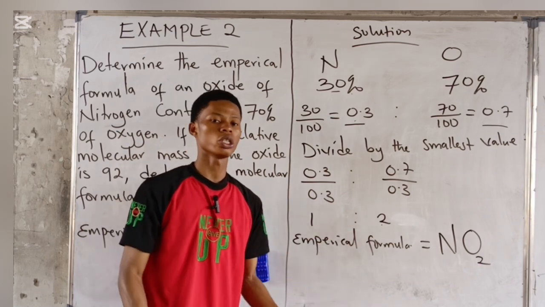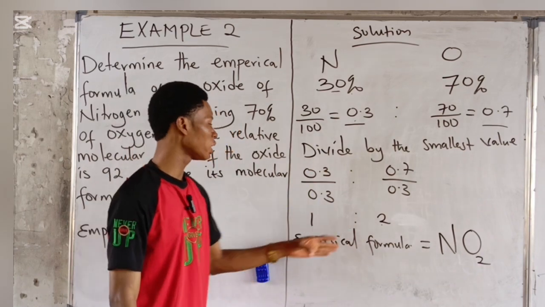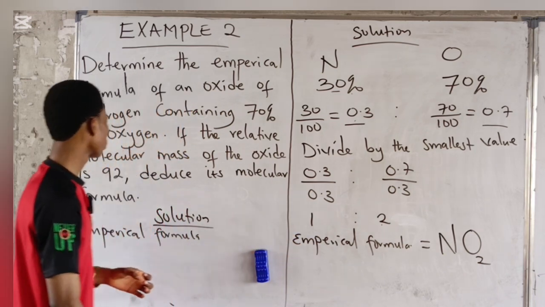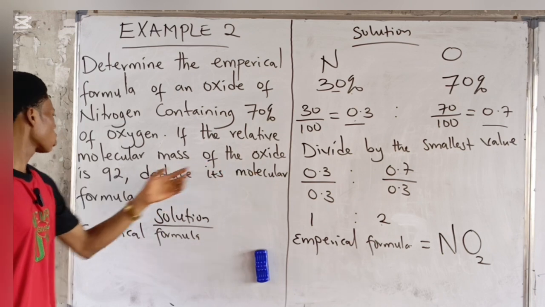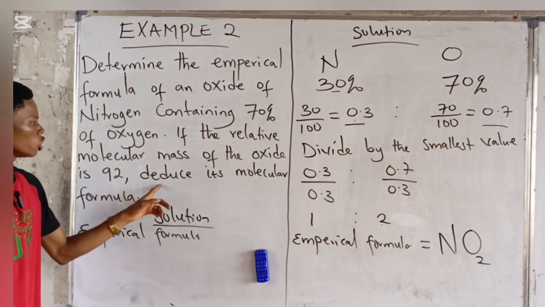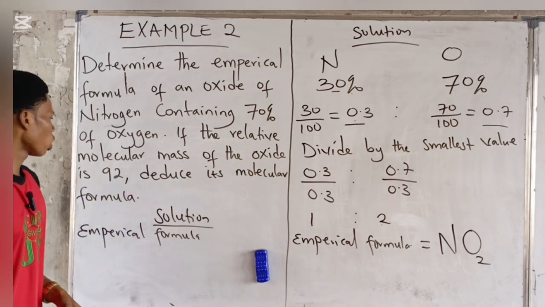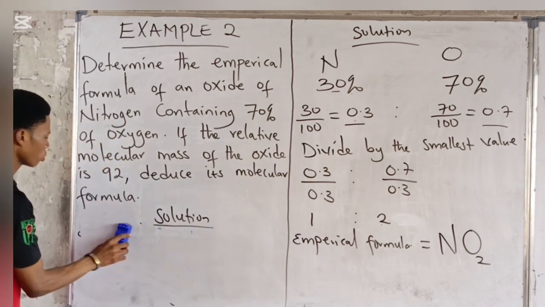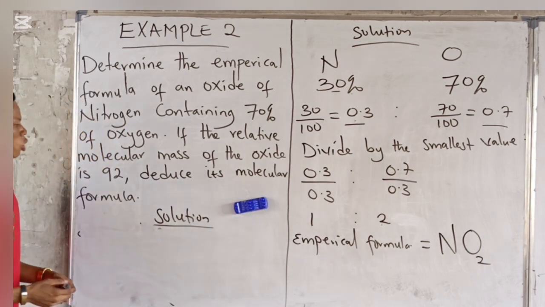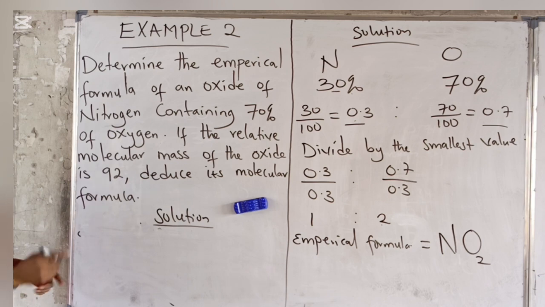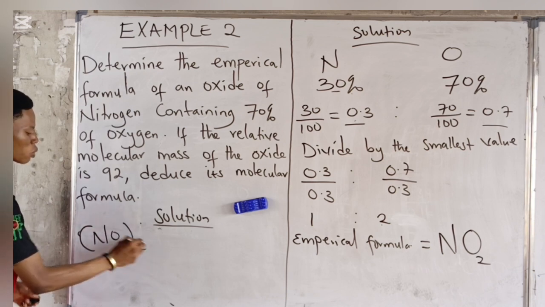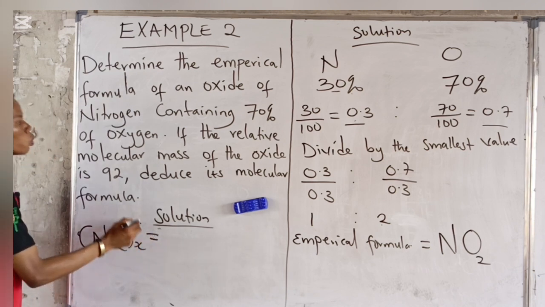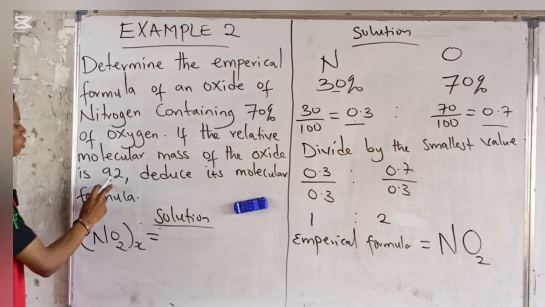The next thing we are going to do is to find the molecular formula of the compound. Now the second part of the question says if the relative molecular mass of the oxide is 92, deduce its molecular formula. So I'm going to use here to solve that. To find the molecular formula, just like we did in the last example, all you have to do is write the empirical formula in brackets, X outside, then equal to the relative molecular mass we are given, 92.